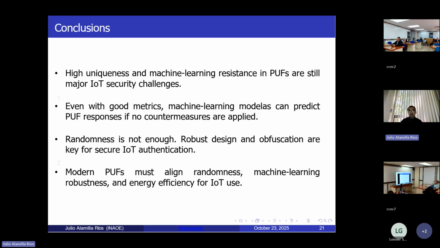Finally, achieving high uniqueness and strong resistance to machine learning attacks remains one of the main challenges in hardware security for the Internet of Things. Even though some architectures exhibit good statistical metrics, machine learning models can still predict their responses if proper countermeasures are not applied. Also, this demonstrates that randomness alone is not sufficient. Robust design and obfuscation techniques are required to strengthen authentication mechanisms.